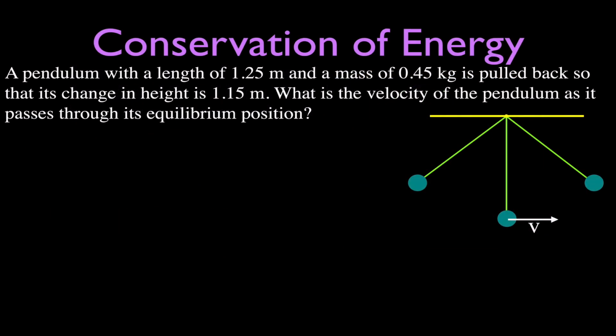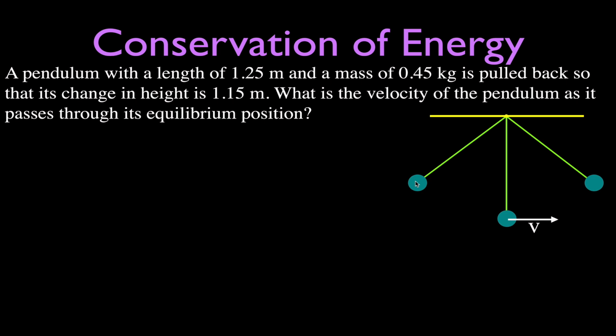But let's get started with this problem. We have a pendulum, and the pendulum has a length of 1.25 meters, and the mass, the bob, has a mass of 0.45 kilograms. It's pulled back, so that the change in height is 1.15 meters. I'll show you what I mean by that.